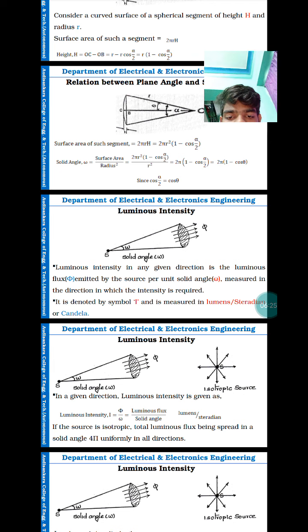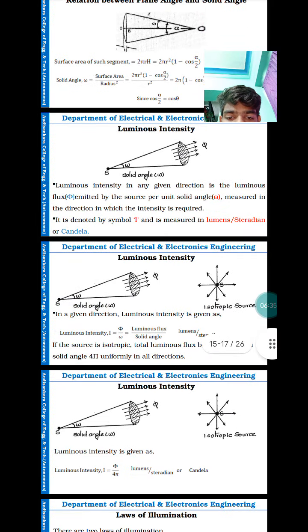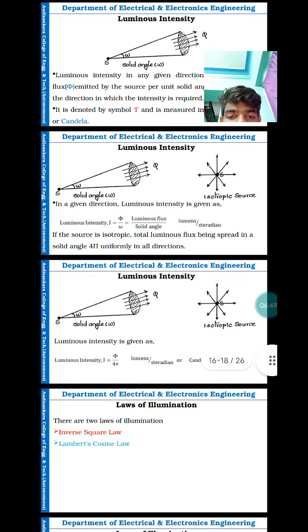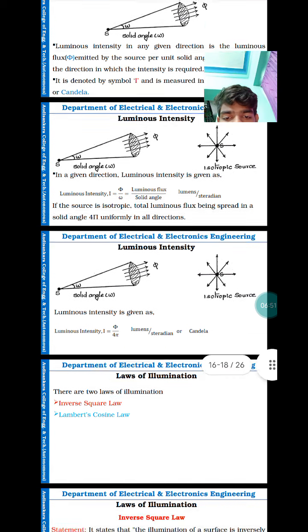If the source is isotropic, the total luminous flux is spread in a solid angle of 4 pi uniformly in all directions. Luminous intensity for the isotropic source is given as phi by 4 pi. Luminous intensity I is equal to phi by 4 pi. The units are candela.